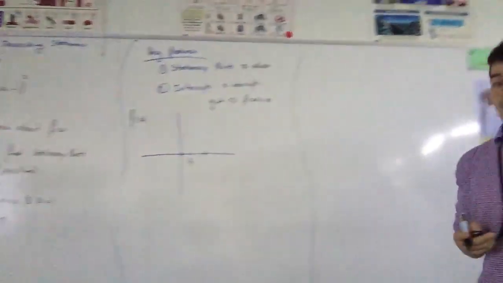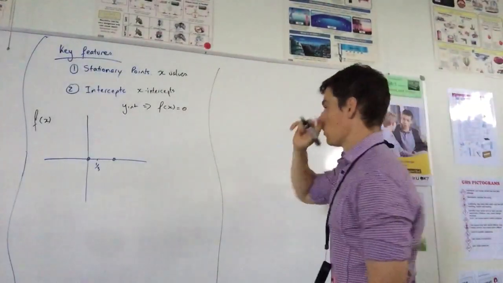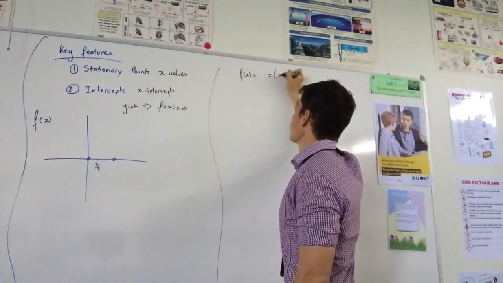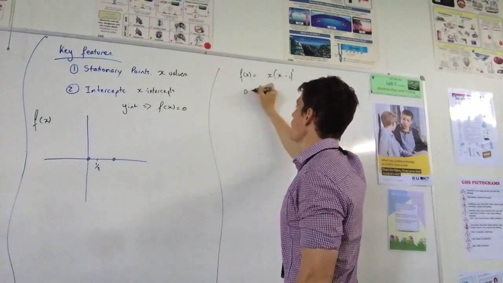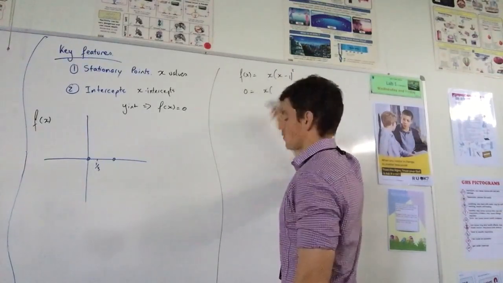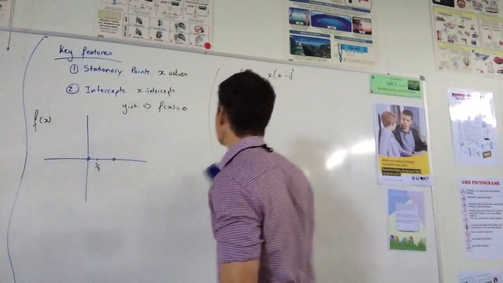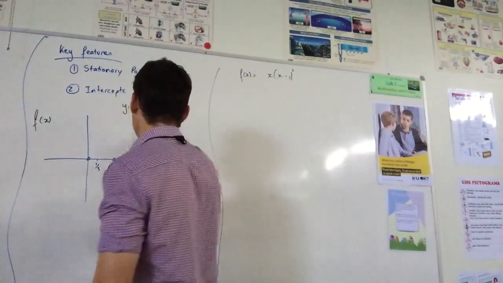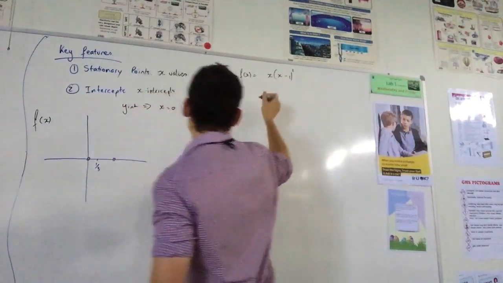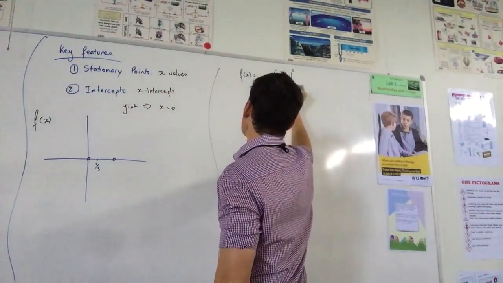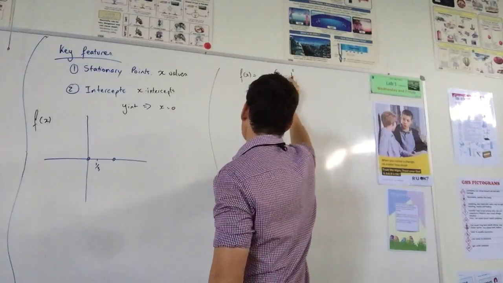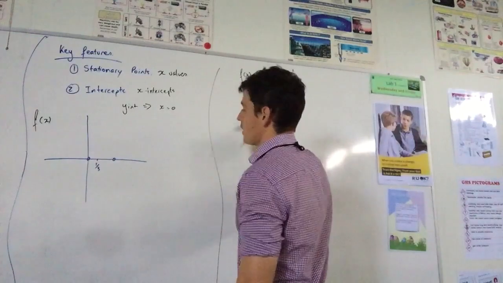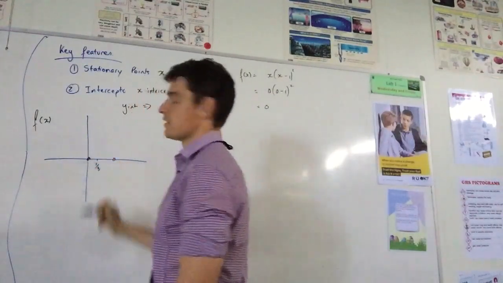So we'll look over here. Assuming we didn't know that we'd already found our y-intercept, f(x) equals x(x minus 1) squared. To find our y-intercept, we let x equal 0. So 0 times (0 minus 1) squared. It doesn't matter what we're multiplying it by, 0 times anything is 0, so that tells us right now that we've got both a y and an x-intercept there.